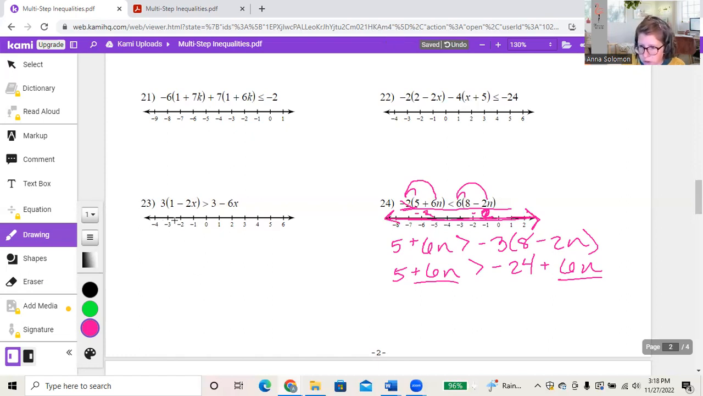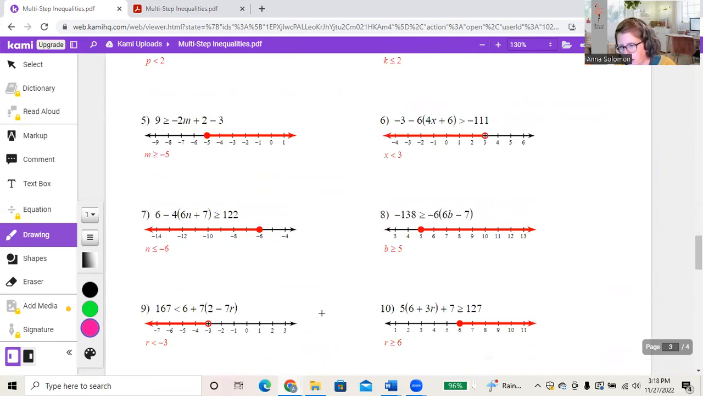All right, let's see if this one's equally weird. All right, so we have this situation. Yeah, I bet this is going to be weird. Let's distribute. And so we get 3 times 1 is 3, minus 3 times 2 is 6x, is greater than 3 minus 6x. Okay, so the question is, what value for x will make this side greater than this side? Can't be done, right? They're equal. One's not greater than the other.